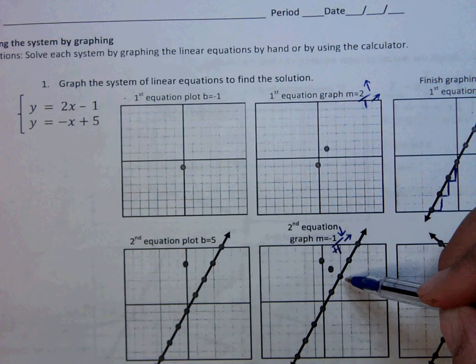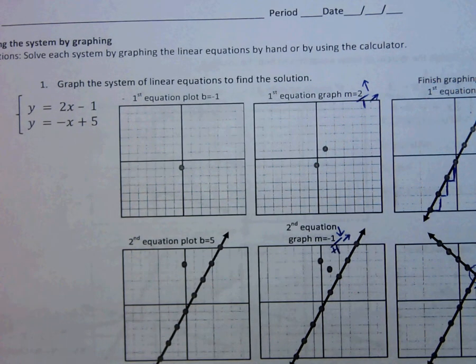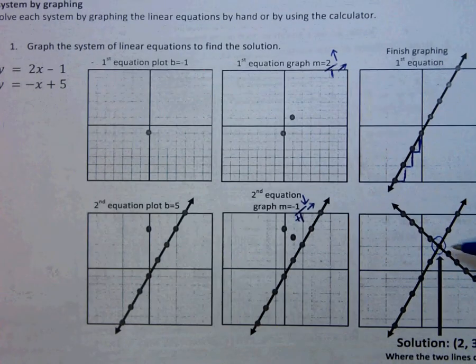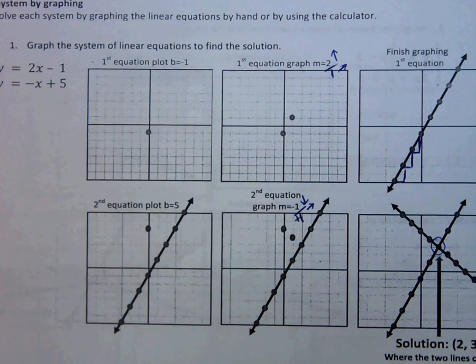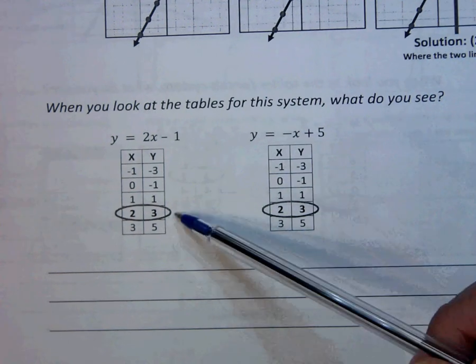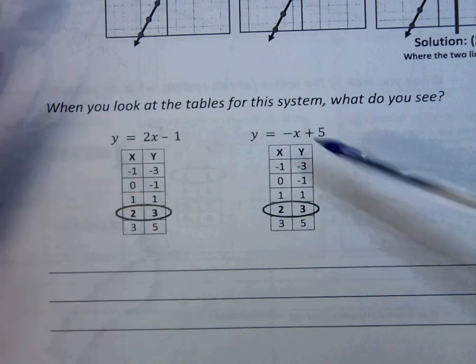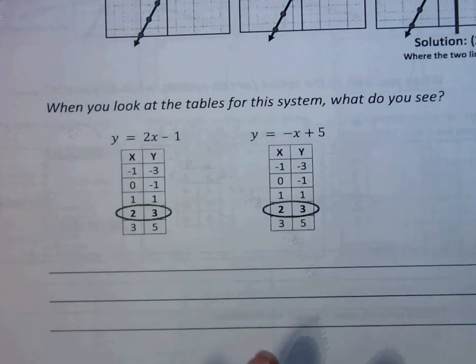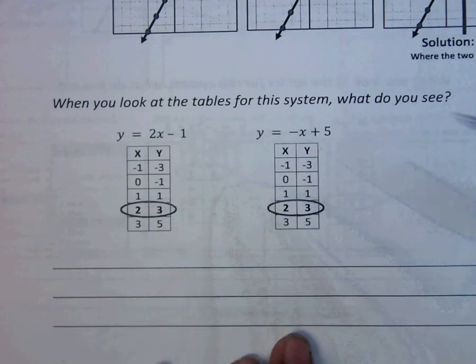Here's the solution, but continue graphing the line so that we can see the entire system. And when you finish the pattern, you see a big X and the dot in the middle where they meet, where they cross. That is our solution. Okay, now let's look at the table version of this system. They both have in common 2, 3. So therefore, that is the solution just by looking at the table. I want you to see the 2, 3 on the table for each system.